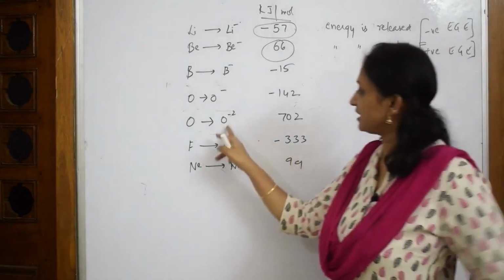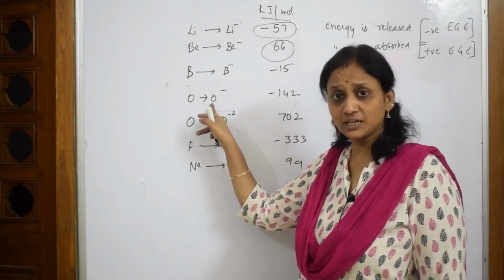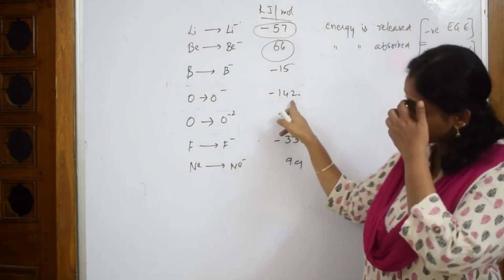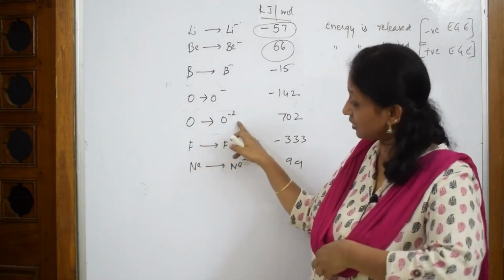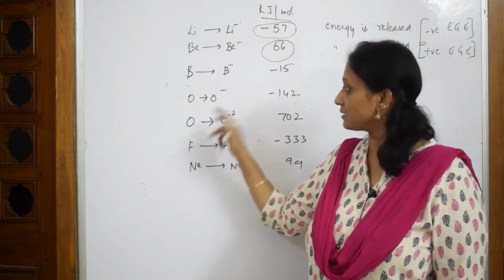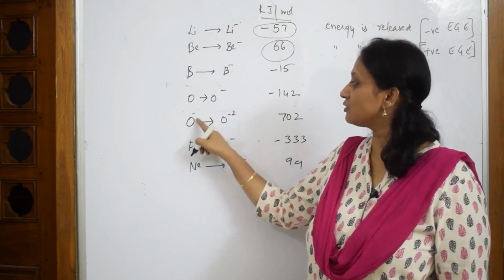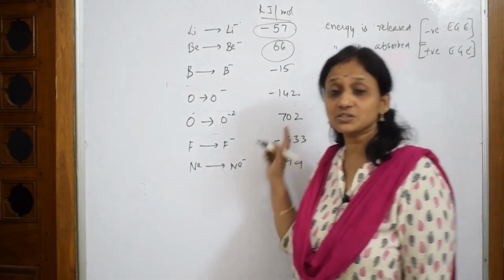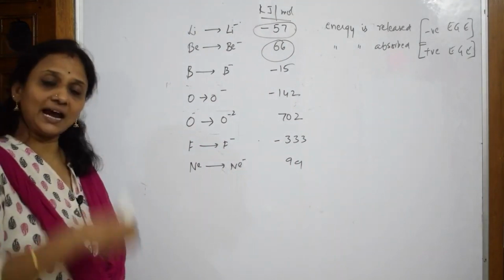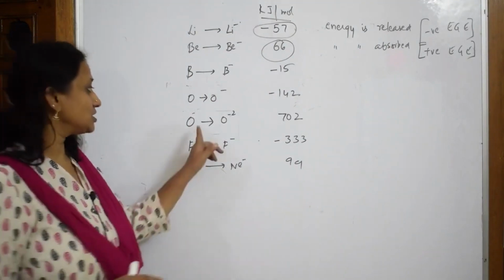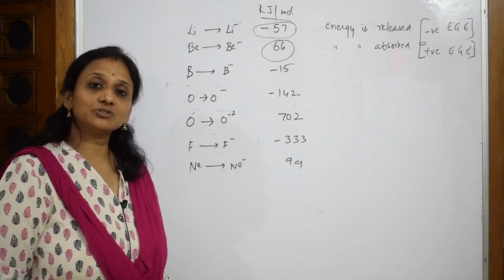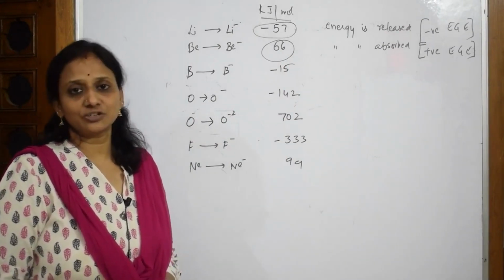Now see here. When I take this example, suppose I'm adding one electron to oxygen, it's becoming O minus. During that process, energy is released. But if I'm further adding one more electron to O minus, it's absorbing energy. The first time it's easy, energy is released. But the second time, I need to supply some energy so that it adds the electron. So there are two types of electron gain enthalpies, positive electron gain enthalpy as well as negative electron gain enthalpy.